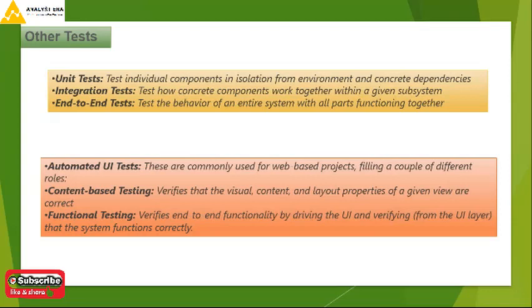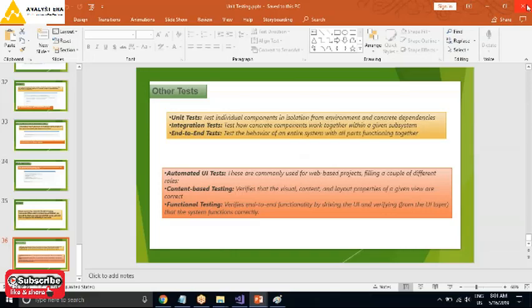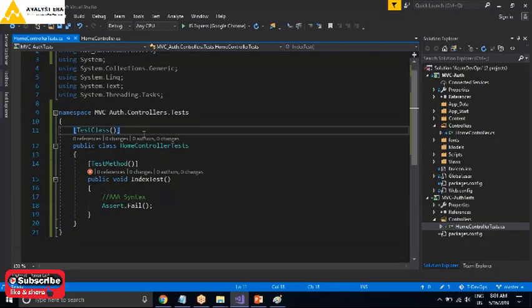What is another kind of testing? There is content based testing and there is functional testing. So you have different kinds of testing which you can do in an application. Whatever you see on screen, those are the different kinds of test cases which I can build on my project. So that's pretty much about test cases, the different kinds of test cases, and what we need to do with test cases. Just do some round of learning around what a test case is and how to execute a test case.